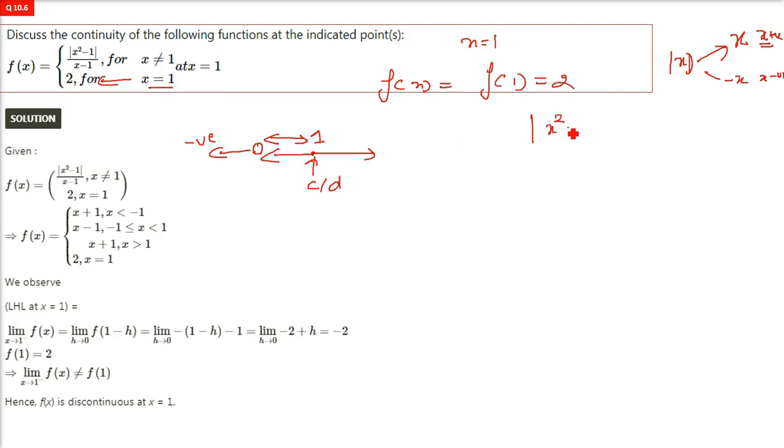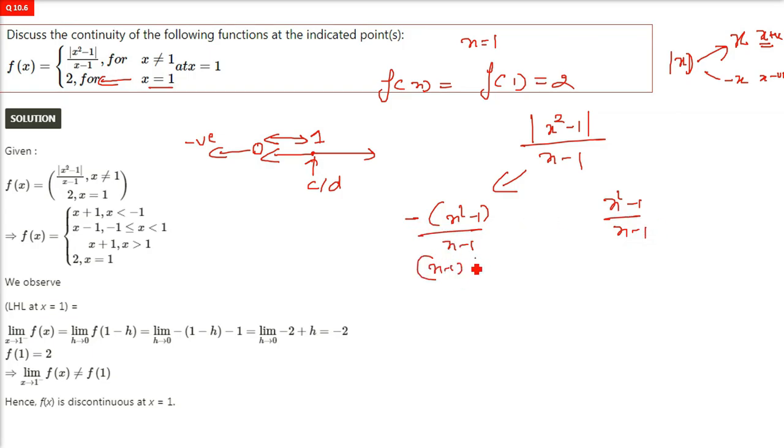What does it mean is that modulus of (x square minus 1) by (x minus 1). So just from 0 till infinity, it is negative. When we open the modulus, it will be negative (x square minus 1) divided by (x minus 1). But above 0, it will be x square minus 1, because modulus of x square minus 1 will be x square minus 1, divided by x minus 1. So it will be (x minus 1)(x plus 1) divided by (x minus 1). Here this is negative. This is (x minus 1)(x plus 1) divided by (x minus 1). So you can cancel this x minus 1 in both the cases. You get minus (x plus 1) here. Here you get x plus 1.